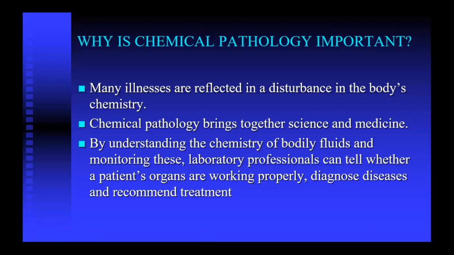We know that before any deranged morphology or function, there is always, in any disease process, first a deranged chemistry. So many illnesses are reflected in disturbance in biochemical processes in the body. Before you start seeing a tumor, a swelling, or before starting to be feverish, there is a derangement at the molecular level in terms of deranged chemistry.